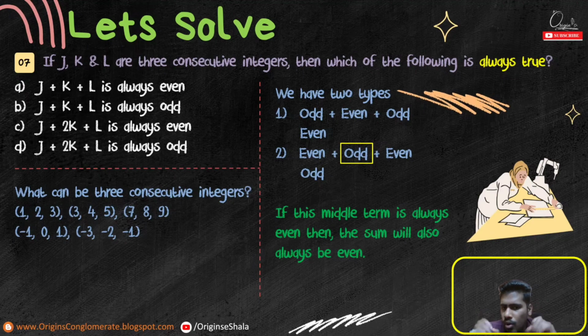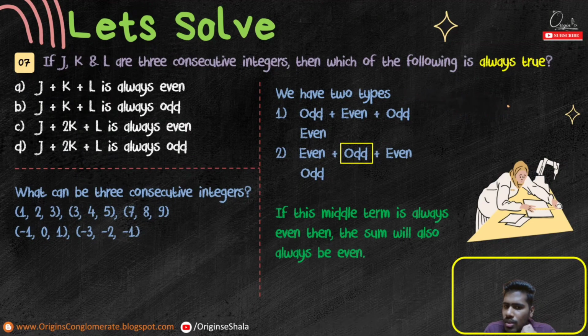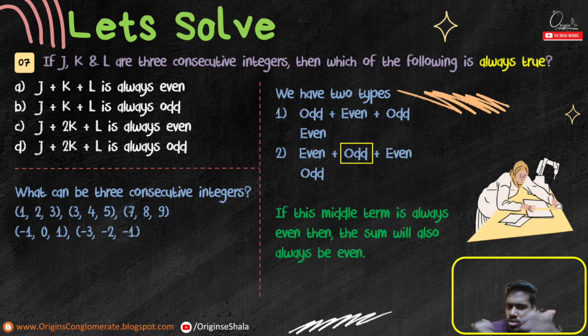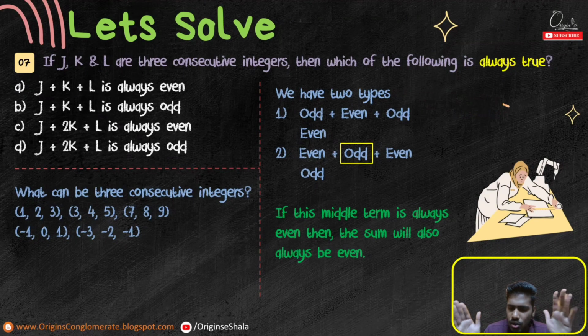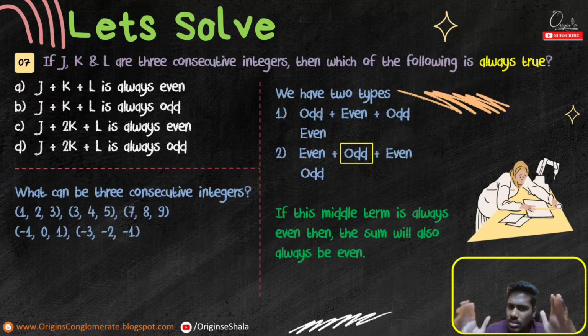So what I can conclude from this, if the middle term is always even, then the sum will always be even, because odd and odd will cancel each other out. So it doesn't matter whether the side terms or the extreme terms are odd or even. What is the deciding factor is the middle term. So my goal is to determine this middle value, and there is only one way for which I am sure this middle value will always be even.